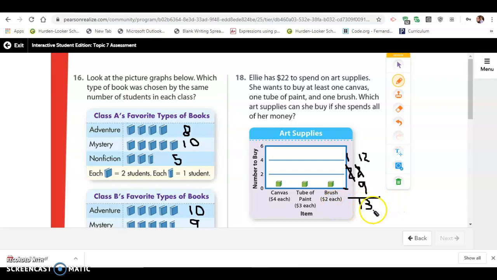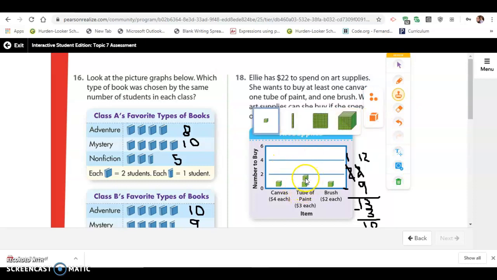I am going to use my ones place, my $3, and I'm going to buy a tube of paint. So I'm going to take away $3, and then I'm going to have $10 left. And I'm going to take that tube of paint and make sure that I put it where I want it. There. Now I have $10 left.